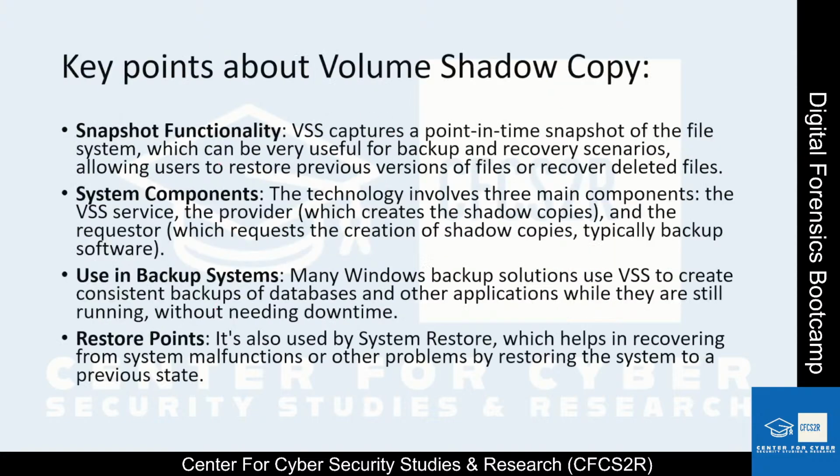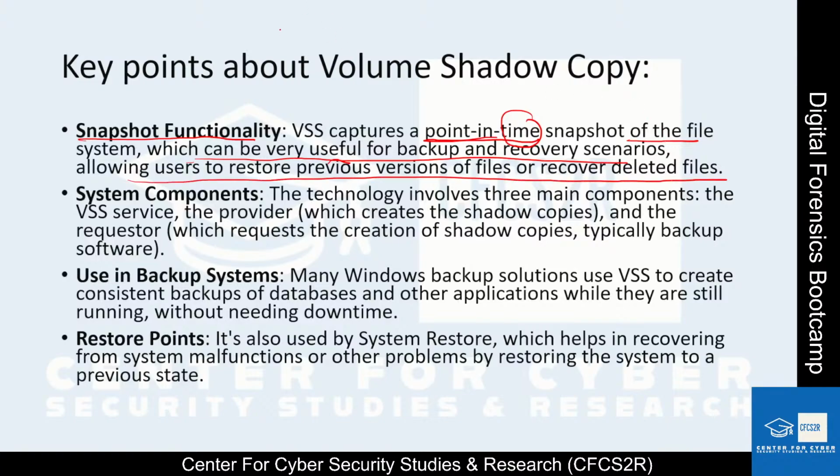So we have some key points related to volume shadow copy. The first is snapshot functionality. Why are we taking a snapshot? Because if you want to restore to a previous version, then we usually need a snapshot. VSS captures a point-in-time snapshot of the file system, which can be very useful for backup and recovery scenarios, allowing users to restore previous versions of files or recover deleted data.